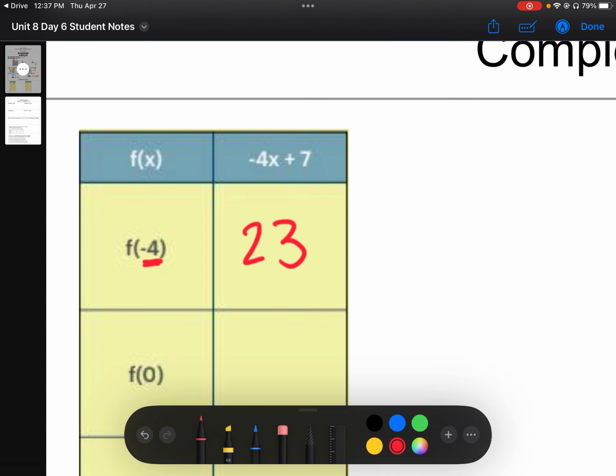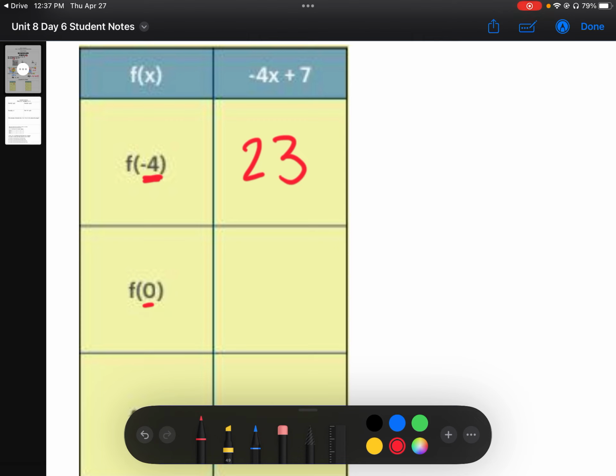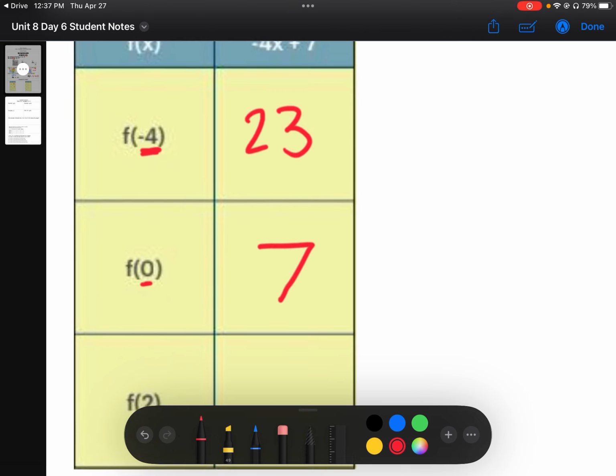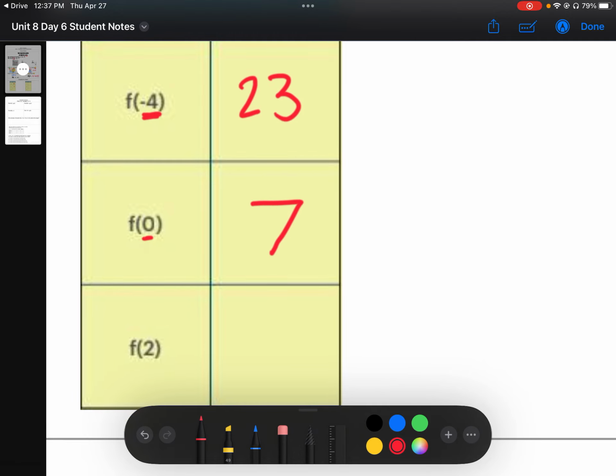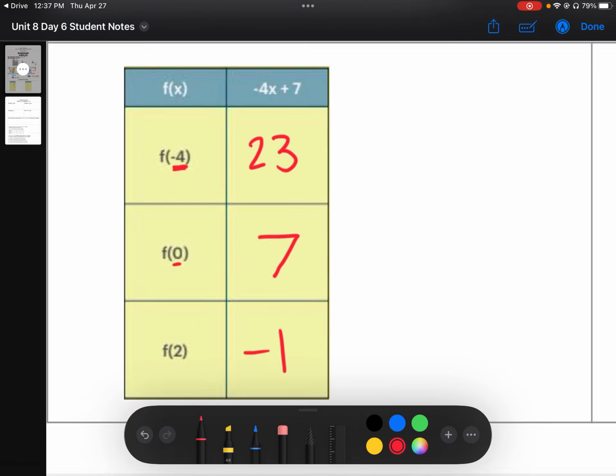I'm getting 23 here. Then to find out 0, I'm going to arrow down. I know you can't see my calculator, but we all know these steps. 0, 7. Then at 2, I got 2, negative 1.